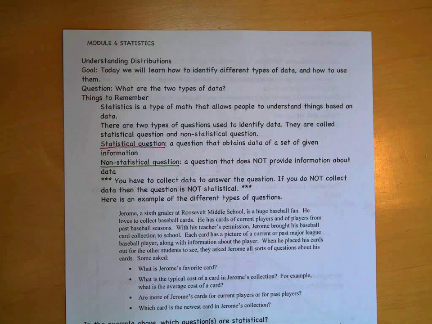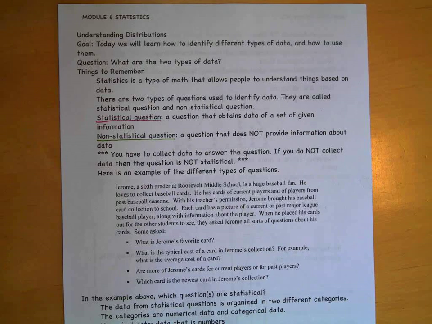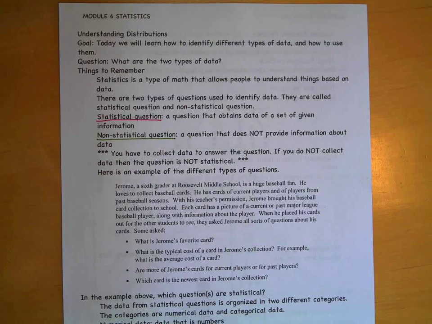When he placed his cards out for the other students to see, they asked Jerome all sorts of questions about his cards. Some of the kids asked, "What is Jerome's favorite card? What is the typical cost of a card in Jerome's baseball collection? For example, what is the average cost of the card? Are more of Jerome's cards for current players or for past players? And which card is the newest card to Jerome's collection?" So those are the questions that all of the kids wanted to ask Jerome about his cards.